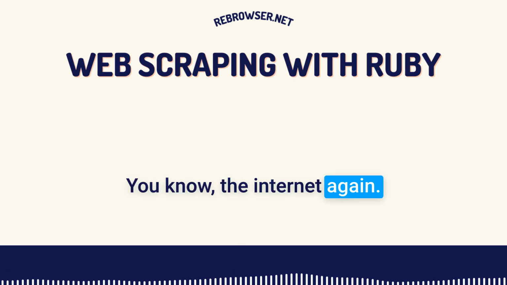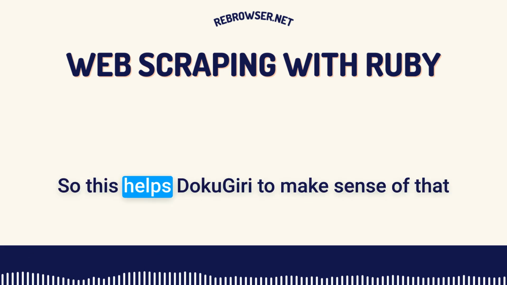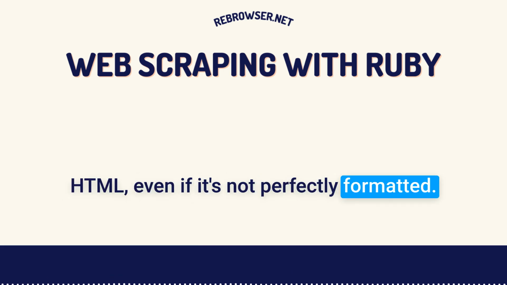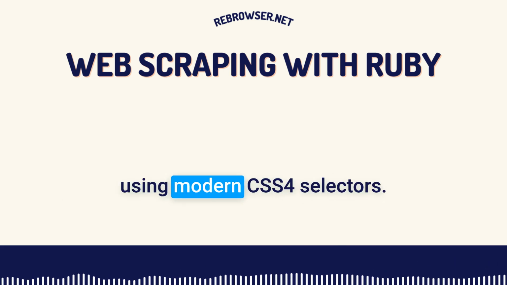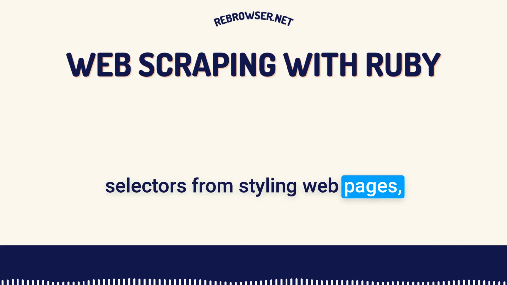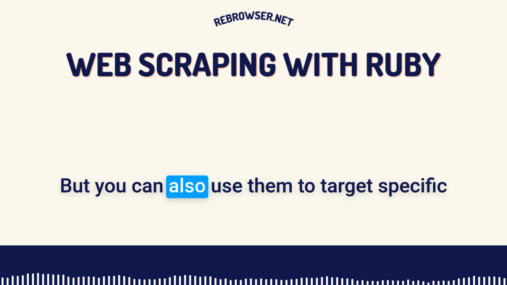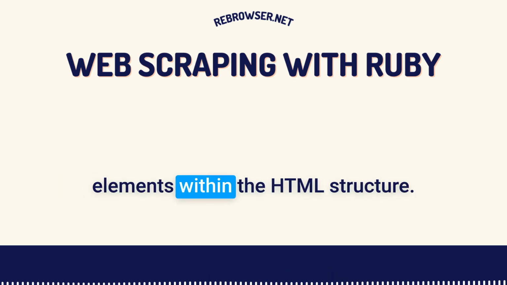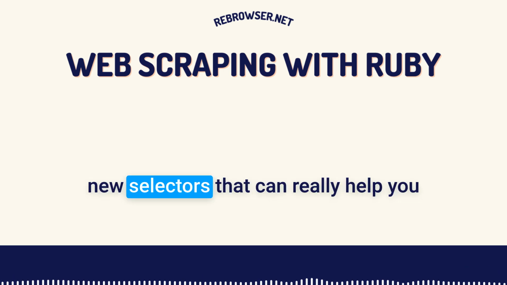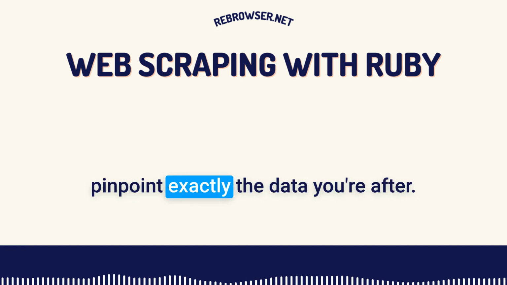The internet again. Right. Websites aren't always perfect. So this helps Nokogiri to make sense of that HTML, even if it's not perfectly formatted. And then they also talk about using modern CSS4 selectors. Now, you probably know CSS selectors from styling web pages, making them look pretty. But you can also use them to target specific elements within the HTML structure. And CSS4 introduced some really powerful new selectors that can really help you pinpoint exactly the data you're after.